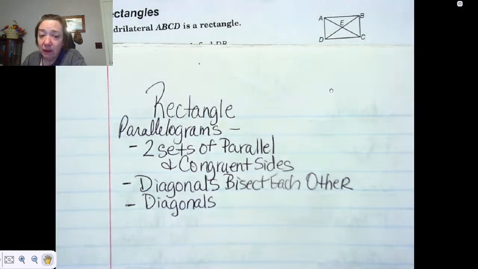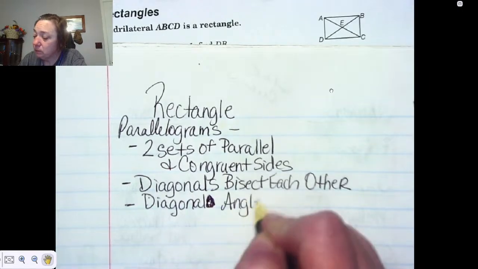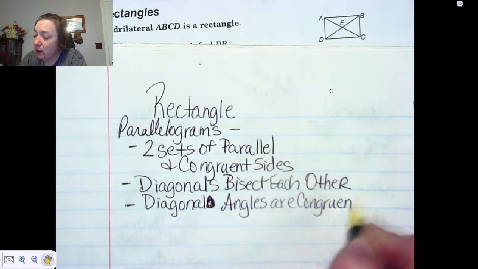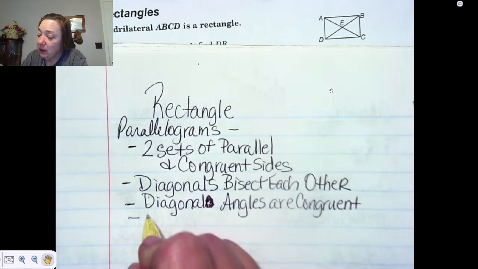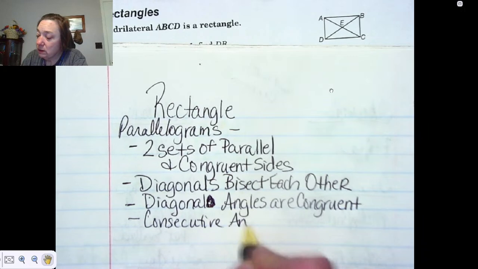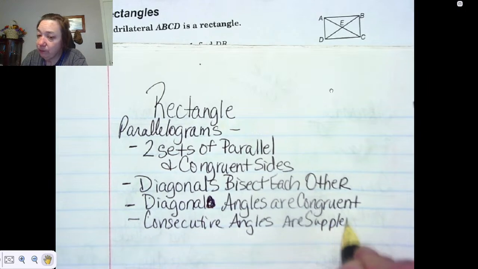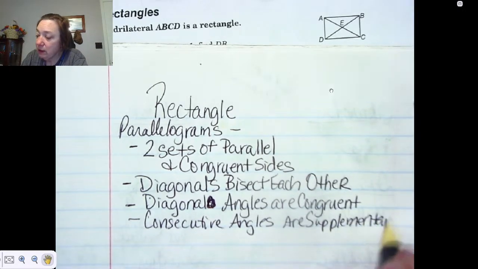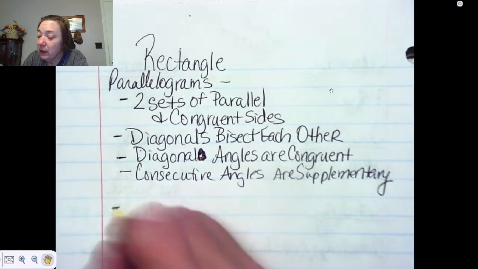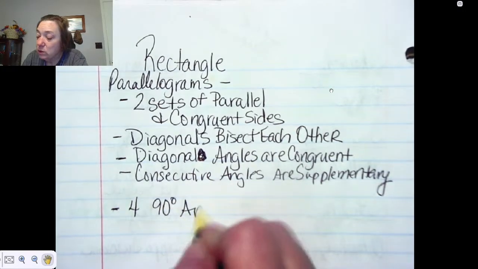Okay. So the diagonal angles are congruent, right? And then we know that the consecutive angles are supplementary, all because it's a parallelogram, right? Well, then there are some criteria that makes it a rectangle. And you know most of this already. You know that a rectangle has 4 90-degree angles, right?